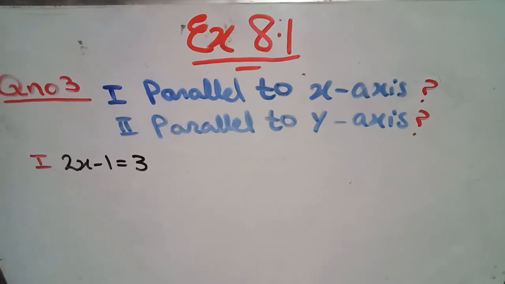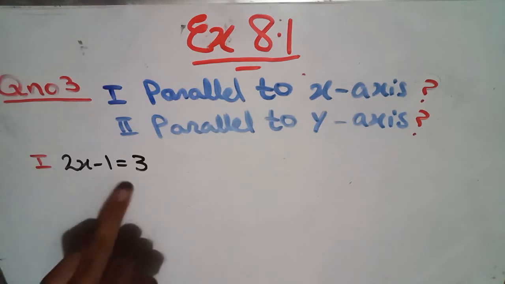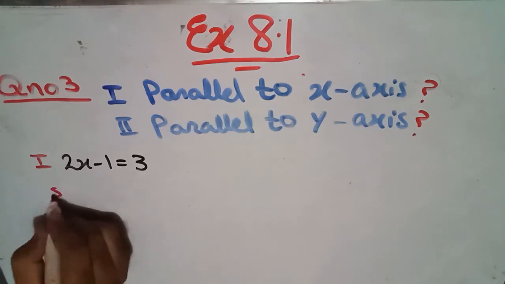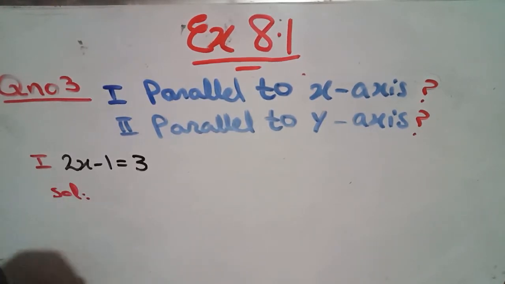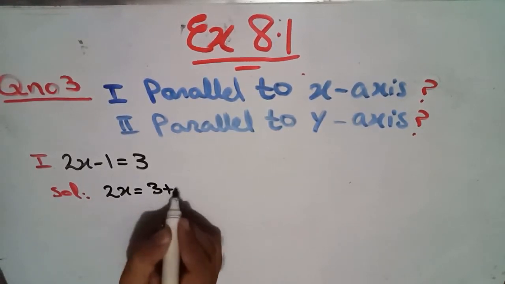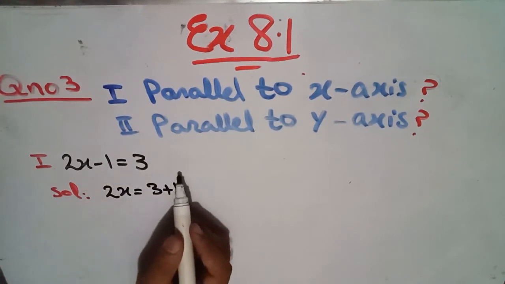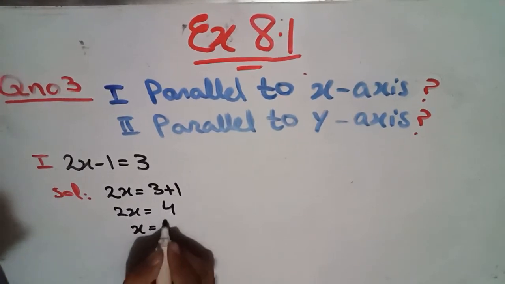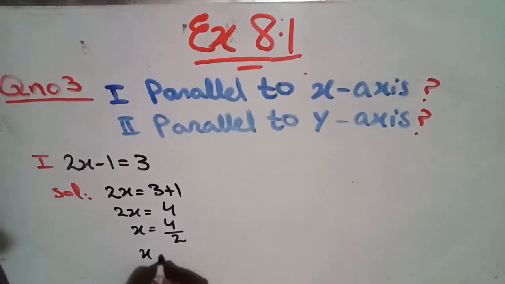Okay, let's move towards the next question. In the next question you have to tell whether the given equation will be parallel to the x-axis or not, or parallel to the y-axis or not. So this is the equation, this is the relation, and you will tell it by using this equation. The solution is that you have to represent it on the graph. So you will just solve it: 3 plus 1, because this 1 goes to the other side. So 2x is equal to 4, x is equal to 4 by 2, x is equal to 2.